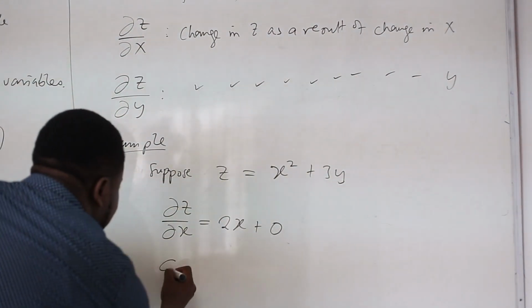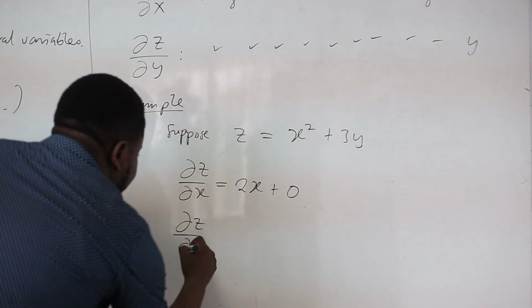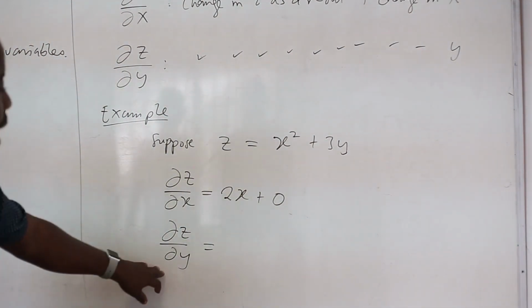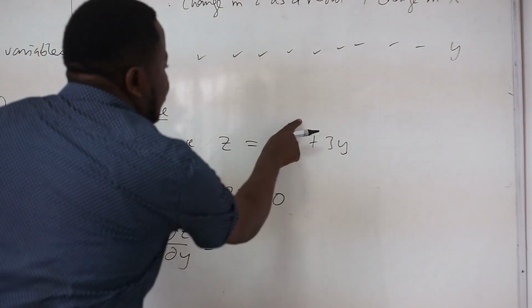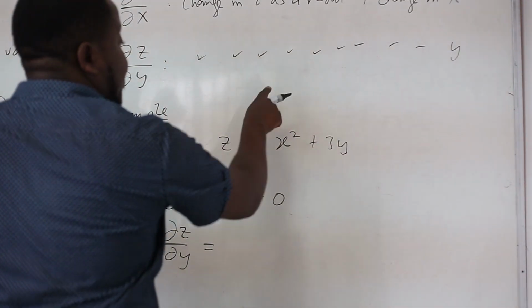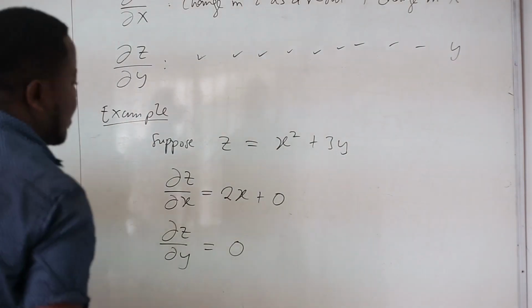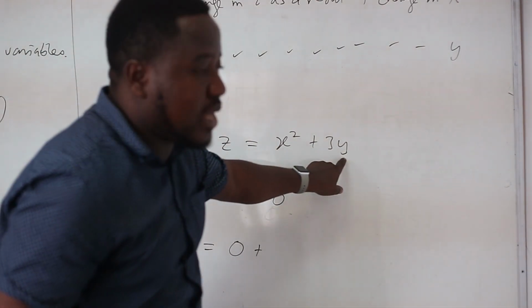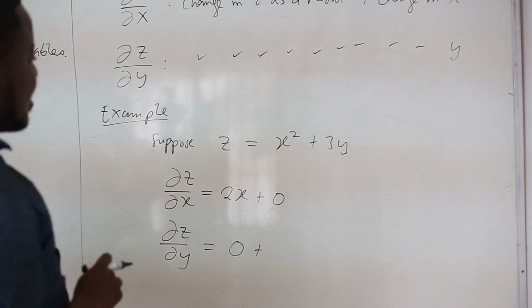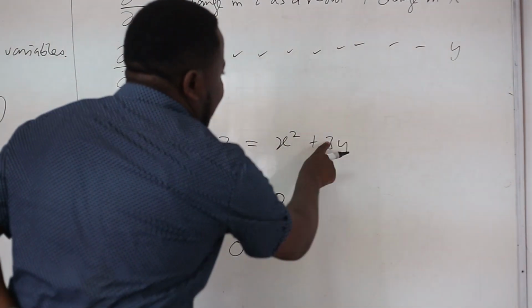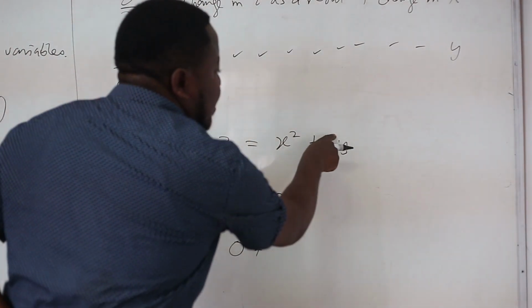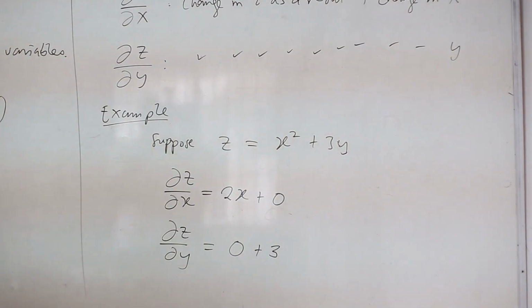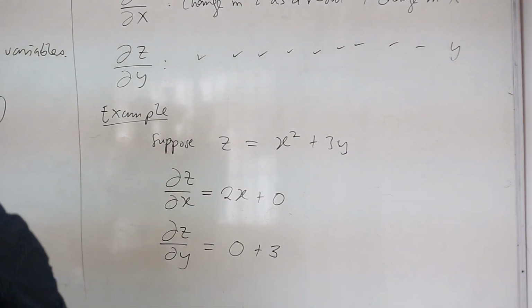If you want to find dz dy, it means we also hold x constant if you are differentiating with respect to y. So here there's no y in x squared, so this is a constant. Remember, if you differentiate any constant, you get 0. So we have 0 plus, then this is 3y. Remember how to differentiate something like this. This is 3, this is y to the power 1, so 1 comes down, subtract 1 from that. So we get the coefficient of y. So this is equal to 3. That's all. Maybe I'll do more examples.